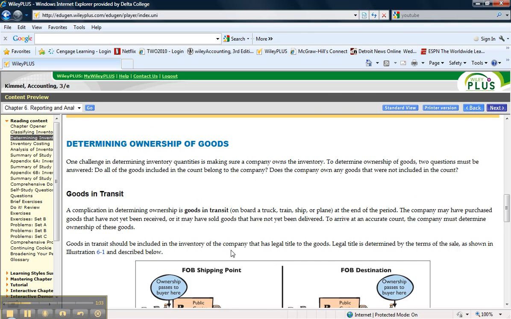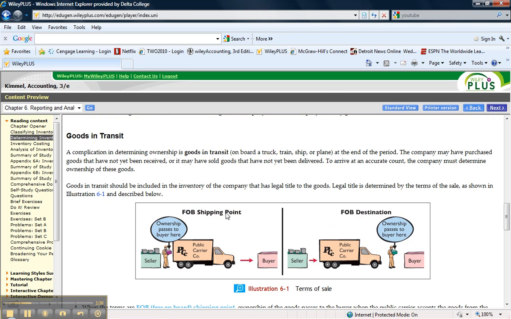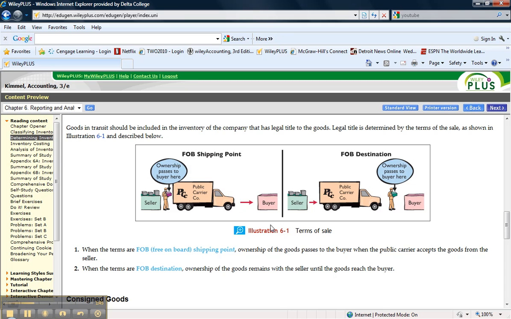Who owns them? There are these terms of sales, FOB shipping point and FOB destination. FOB stands for free on board. What these are talking about is they help you determine who owns the goods if they're in transit. So if the seller sells goods FOB shipping point to the buyer, then that means the ownership passes at the shipping point. So that means the buyer owns them from the moment the seller ships them. So the whole time they're on the truck, the buyer owns them.